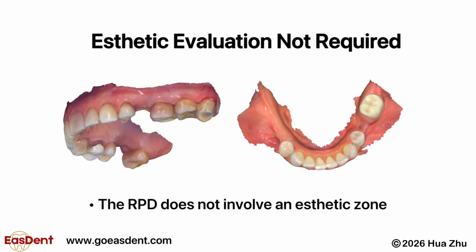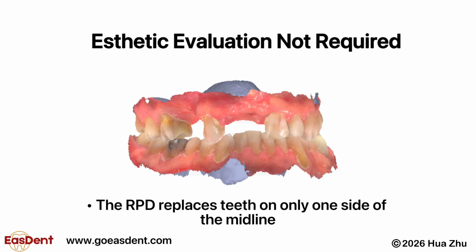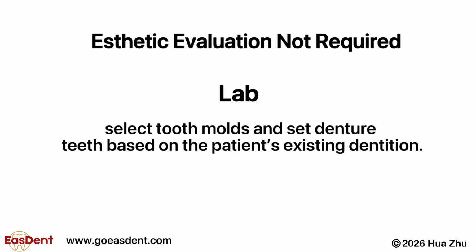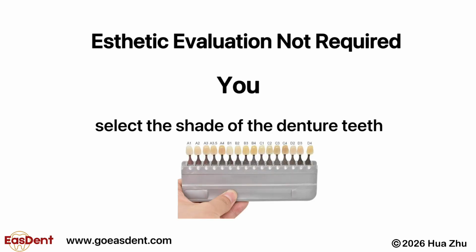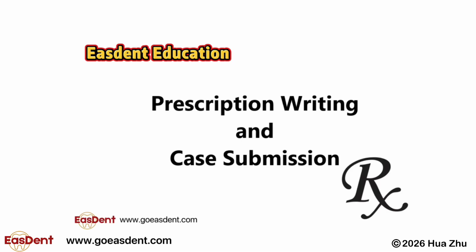When RPD does not involve an aesthetic zone or replace teeth on only one side of the midline, extensive aesthetic evaluation is usually not necessary. The lab can select tooth mold and set denture teeth based on the patient's existing dentition. You only need to select the shade of the denture teeth. Go to the precision writing step directly.